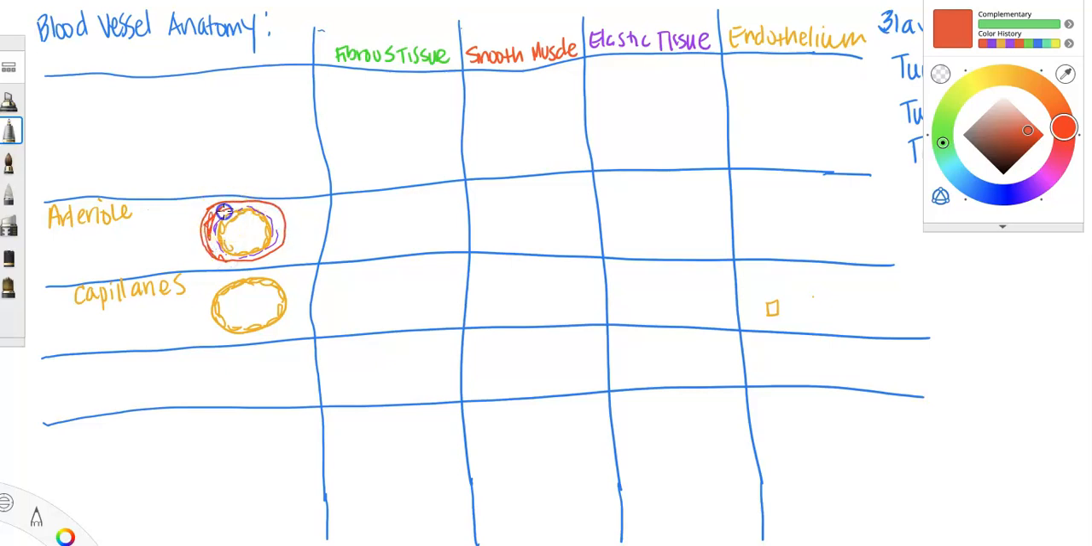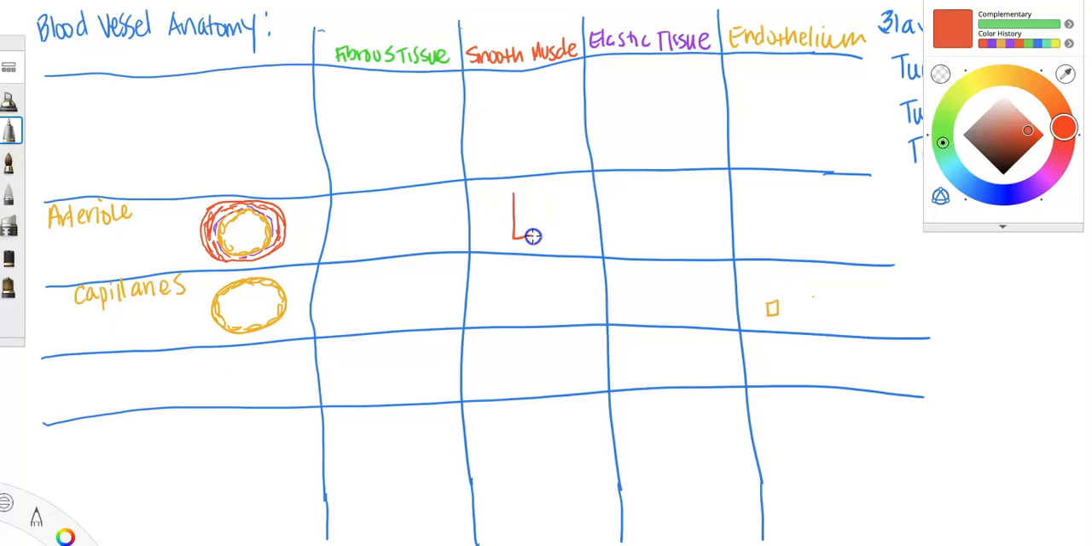Because an arteriole is connected to capillary beds, it has a good amount of control over blood pressure, and it controls how much fluid is going into and out of a capillary bed. So it controls where the blood is going as far as what tissues it goes to. It has the ability to constrict and to dilate. That's why it has so much smooth muscle. So as far as smooth muscle goes, it has a lot.